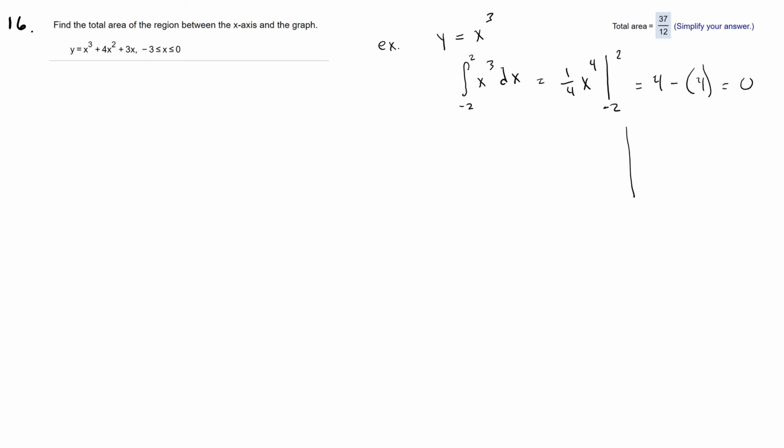But if we were to graph y equals x cubed between negative 2 and 2, it would look like this. And obviously the area between the function and the x-axis is not 0. What's happening is when I evaluate the integral from negative 2 to 2, the area of the region on the right is 4, and the area of this region is also 4, but the integral is computing it as negative 4. And it's canceling out the two answers, giving me 0, the incorrect answer.